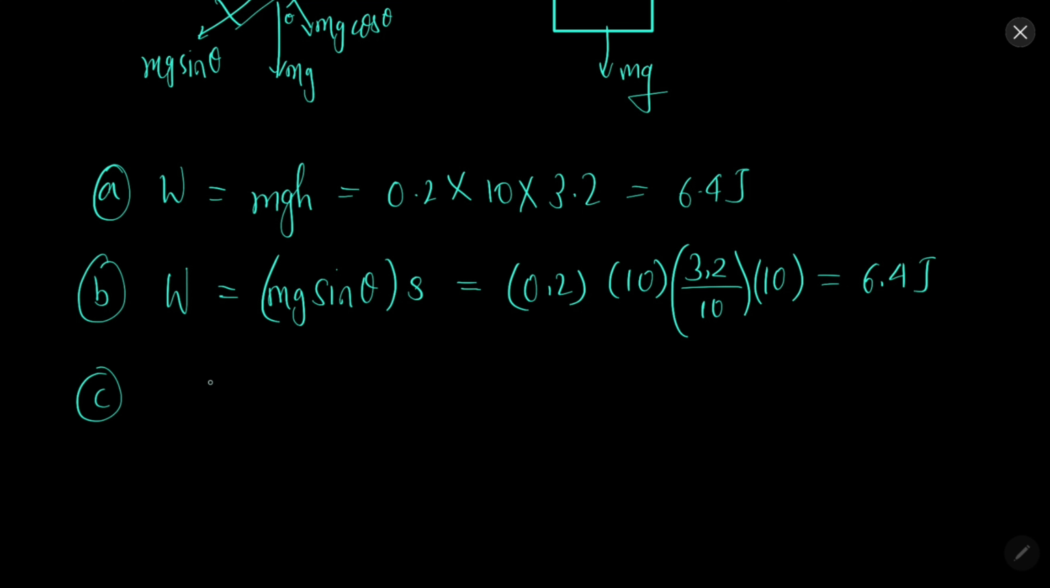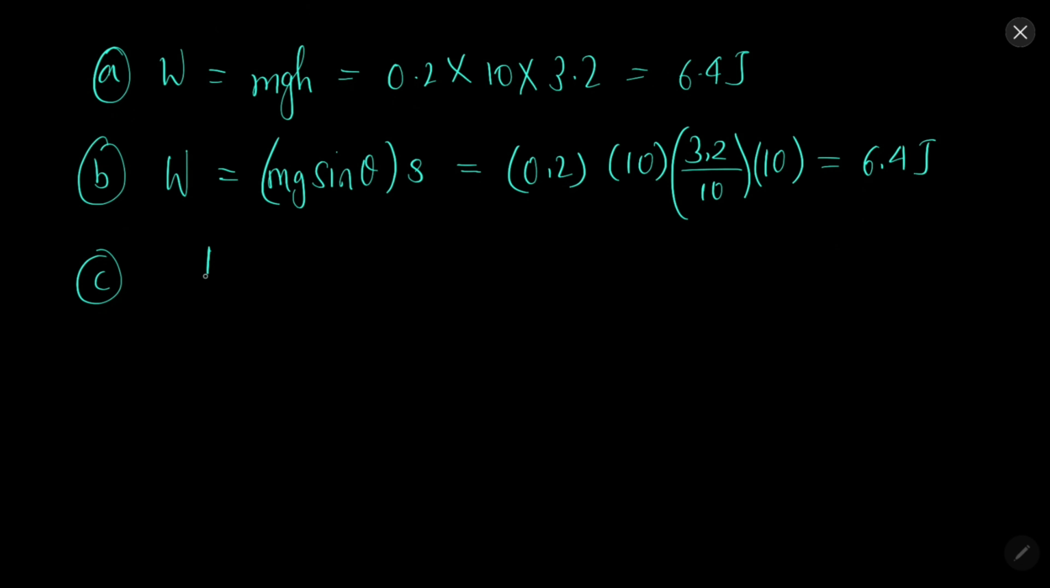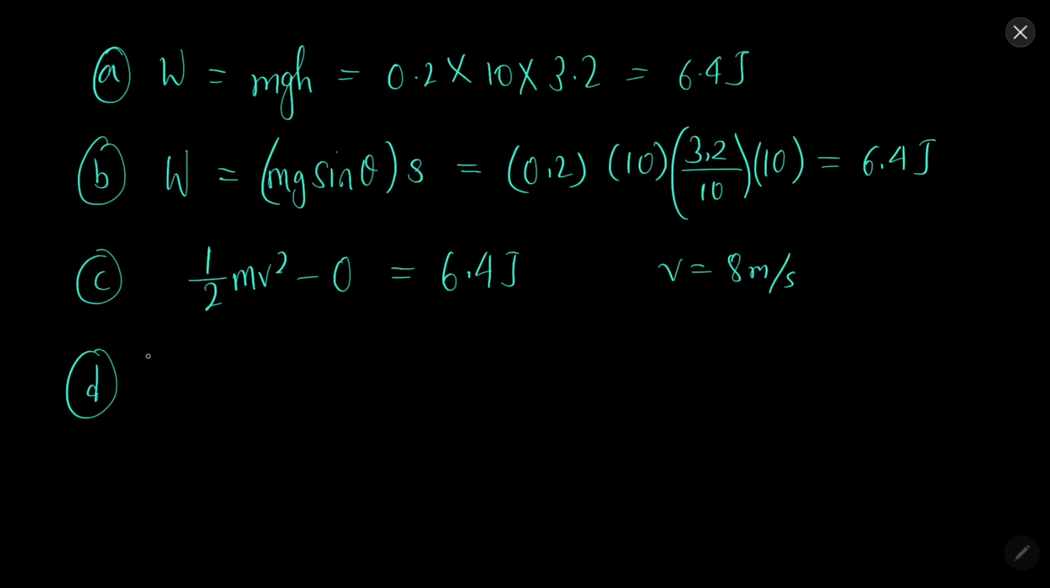Then velocity on the ground, so half mv square, potential energy 0, initial kinetic energy is 0, and we know that the work done is this much. We have used the work energy theorem. So velocity will come out to be 8 meters per second. And velocity when it reaches the ground, so again half mv square minus 0 equal to 6.4 joule. It will also be 8 meters per second.